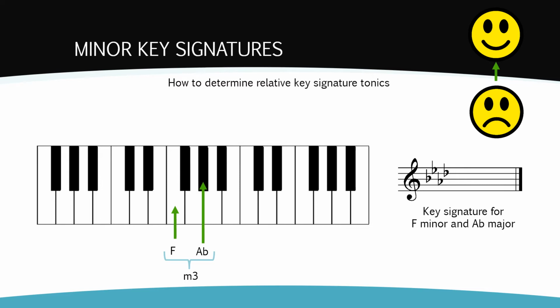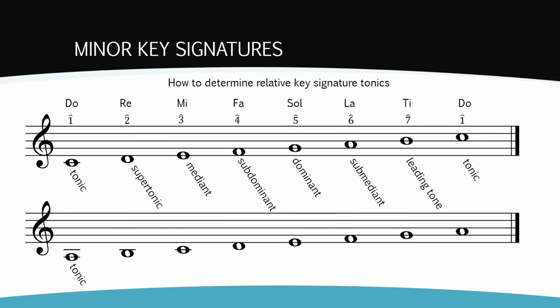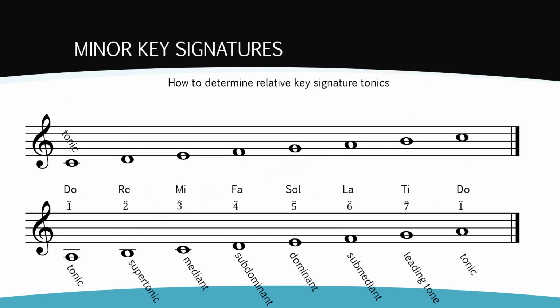You can write the key signature for A flat major, and it encompasses both the keys of A flat major and F minor. Another way of thinking about relative keys is to realize that the tonic of the relative minor is the submediant, or 6th scale degree, or la, of the relative major. And the tonic of the relative major is the mediant, or the 3rd scale degree, of the relative minor.